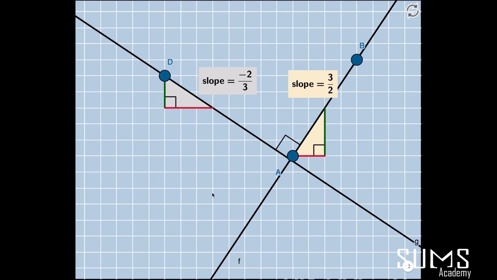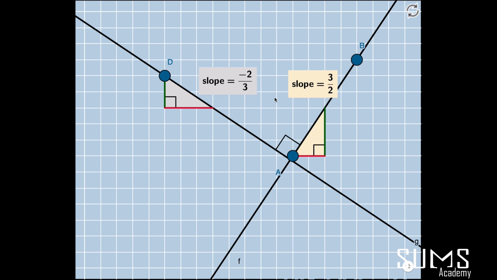So in this lecture, we're going to be looking at the relationship between perpendicular gradients. What we have here is two lines, each with their own gradients. One is 3 over 2 in this direction, and one is minus 2 over 3 in this direction. The relationship between these two lines is that they meet each other at right angles just here.